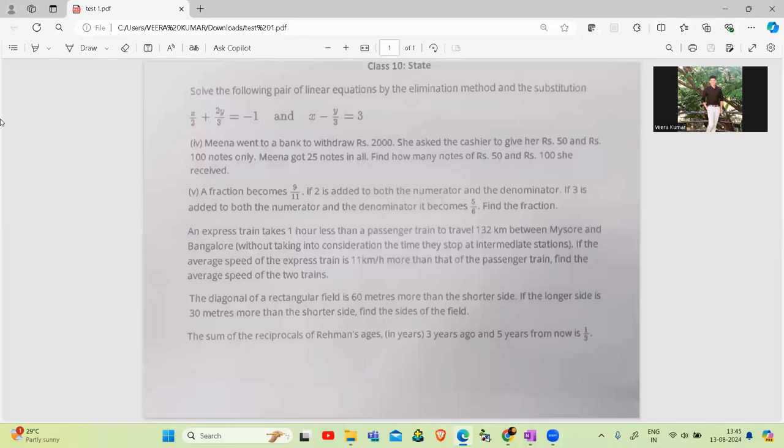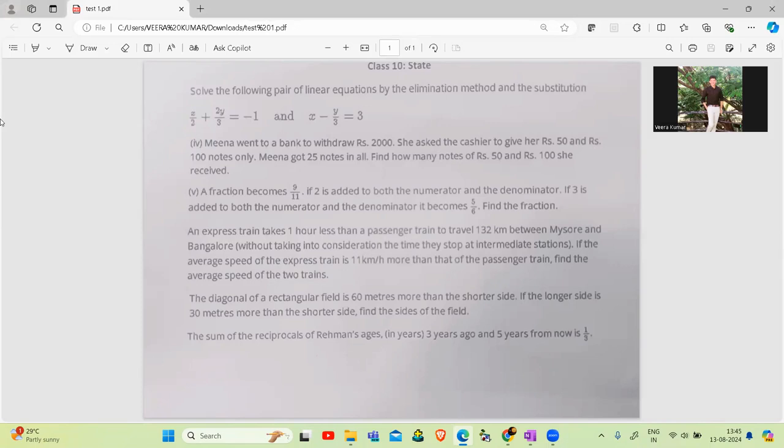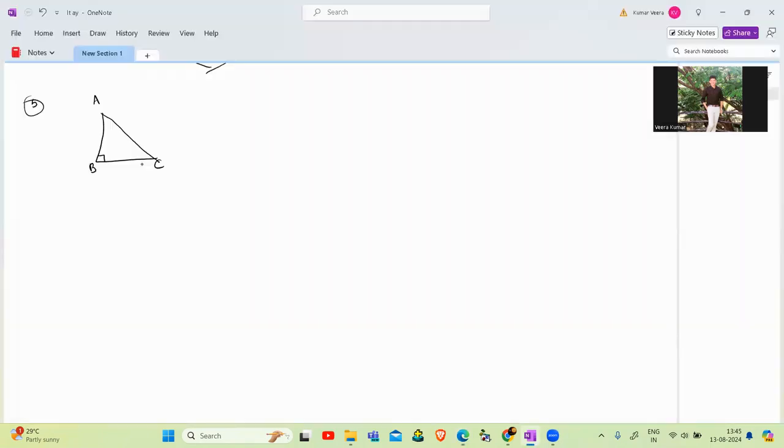The diagonal of a rectangular field is 60 meters more than the shorter side. So for the diagonal, I can take a rectangle, a right angle triangle, A, B, C. Diagonal means the hypotenuse of the rectangular field. See, basically, how can you tell this? For a rectangle, first we'll draw the rectangle.